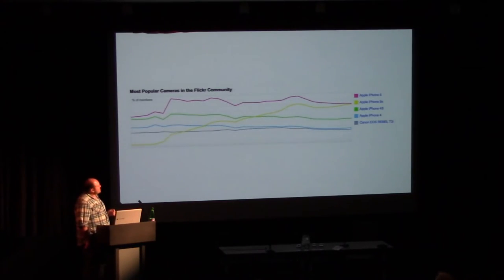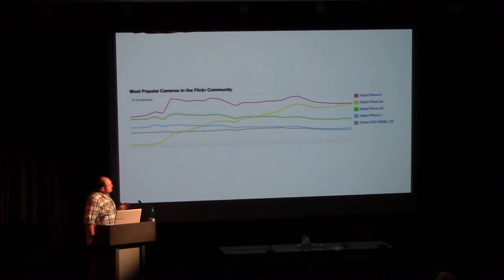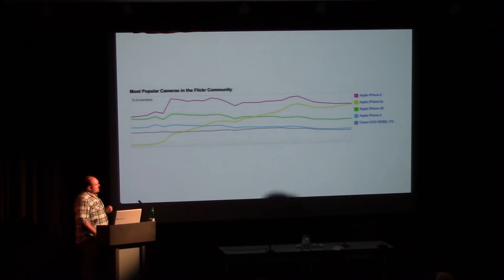So this is an interesting graph I found. This is up to date. This is from Flickr. So this is as of today, I guess. I don't know what the time span is, but I think it's at least a year. This is the most popular, and I guess Flickr is probably one of the top 3-5 photo storage sites right now. These are the cameras that are uploading content to Flickr.